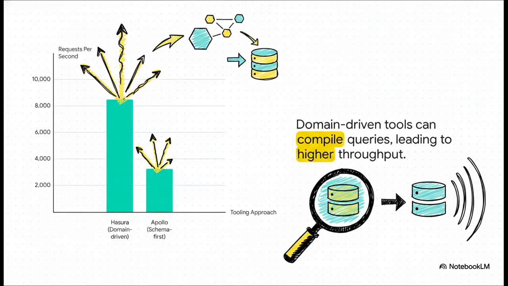And yeah, performance, it's a massive deal. This benchmark just goes to show how much your choice of tooling can affect throughput. And the why behind this is actually super interesting. Domain-driven tools like Hasura can often take a complex GraphQL query and compile it directly into a single, super optimized database query. That kind of efficiency can give you a mind-blowing performance boost. I mean, look at that. It's more than double the requests per second.